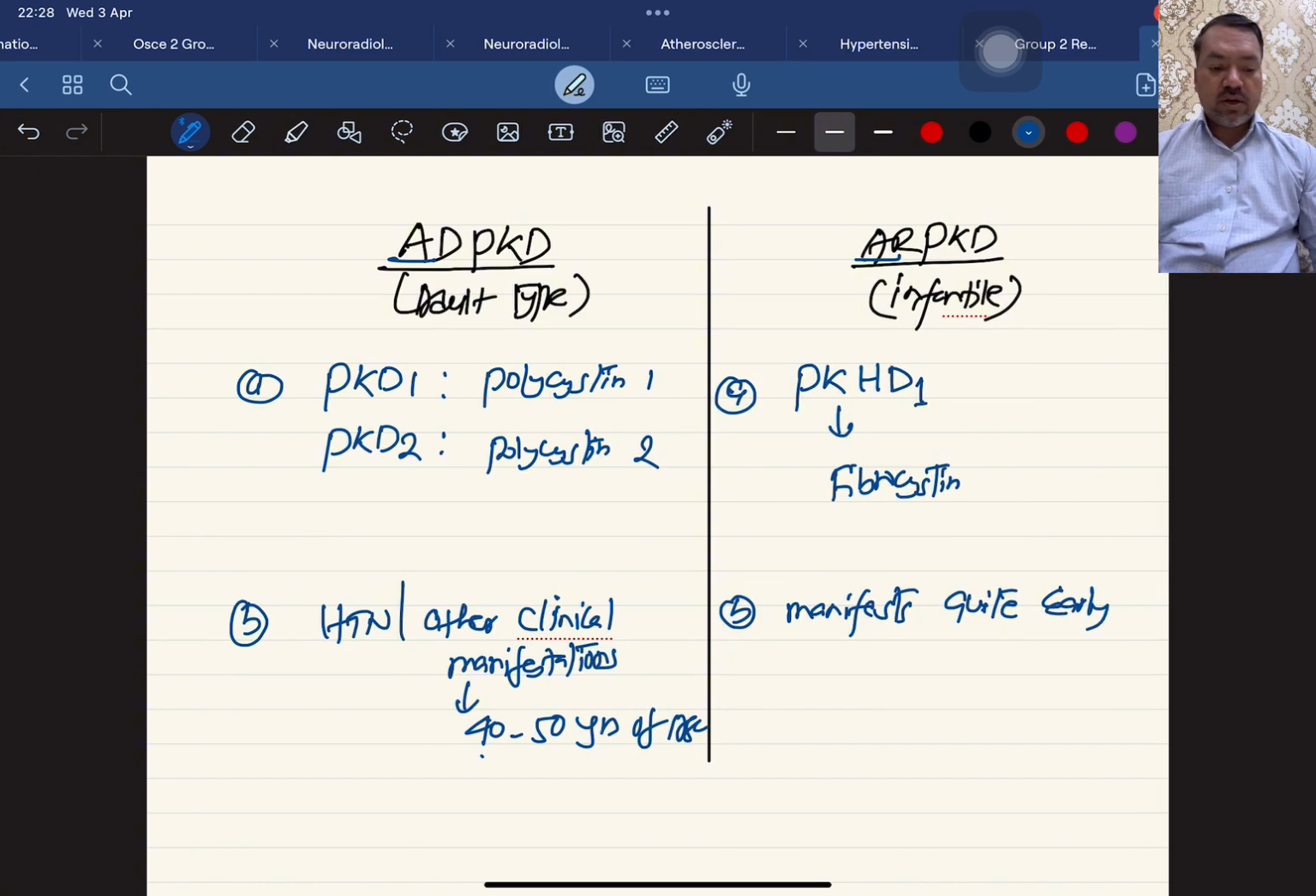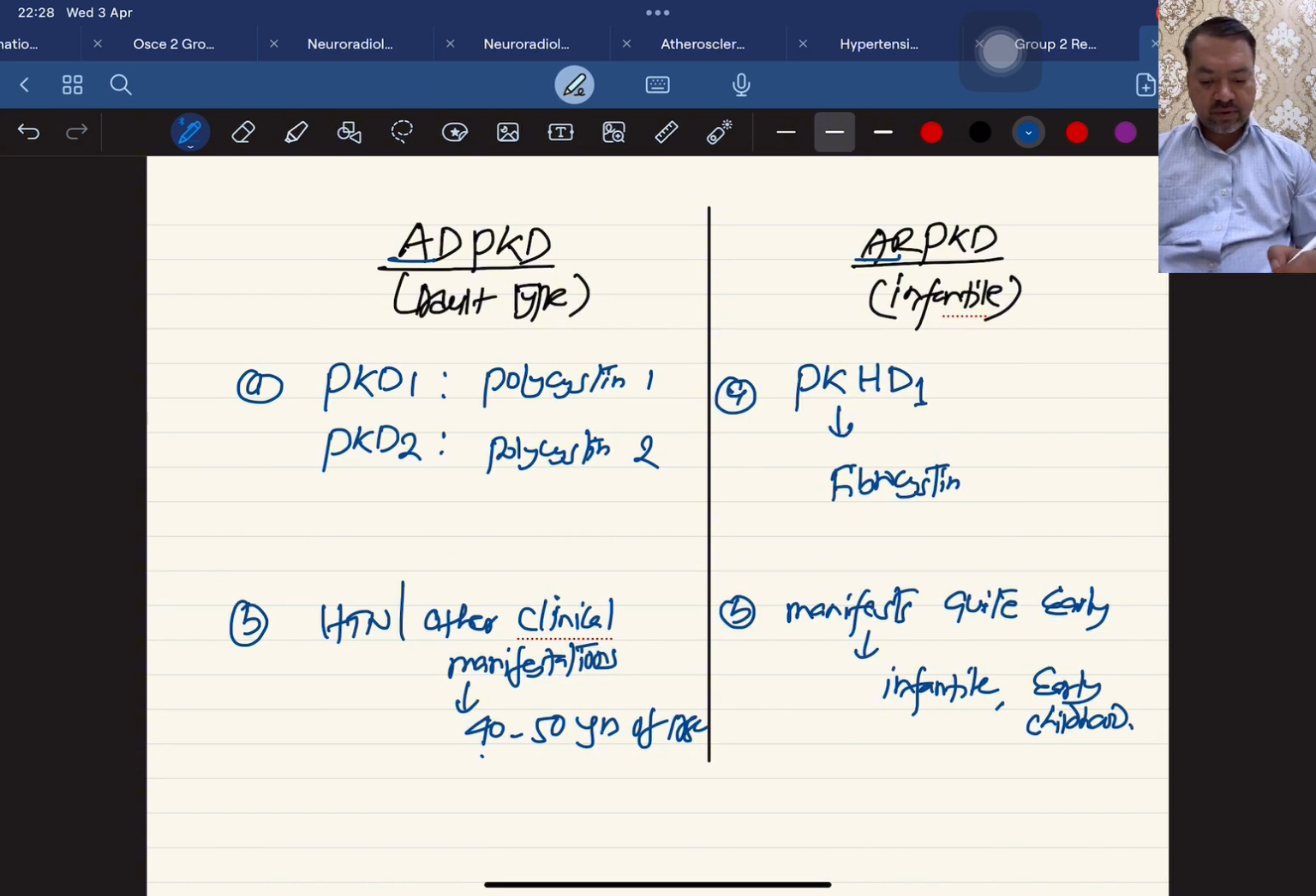And usually these cysts are developed from the collecting tubules here, in the autosomal recessive type. This is also one important question they love to ask. So it manifests quite early, usually in the infantile period or early childhood, and this is a serious condition. There may be death quite early in life. So these are some of the very important points here.